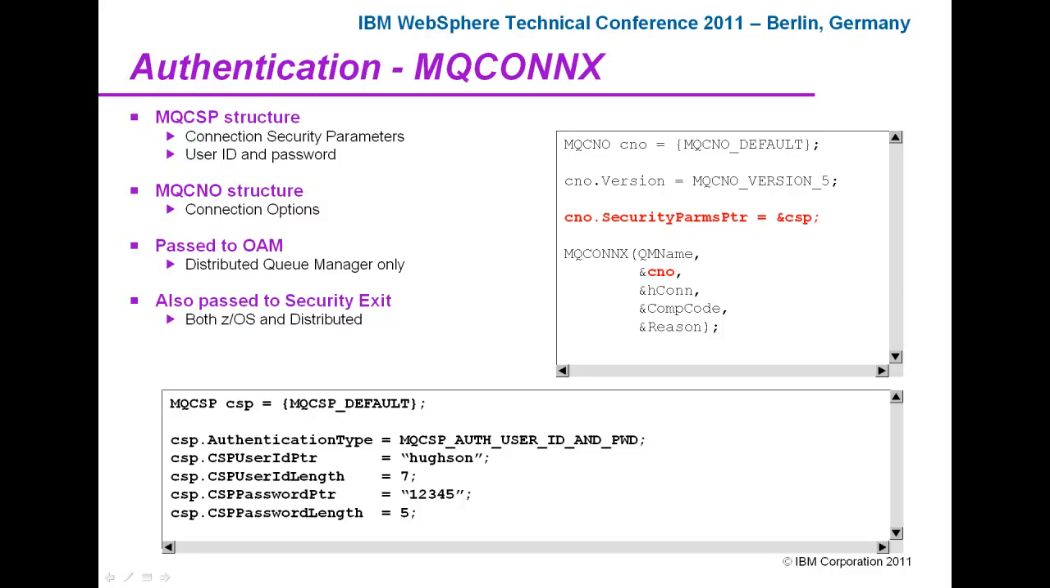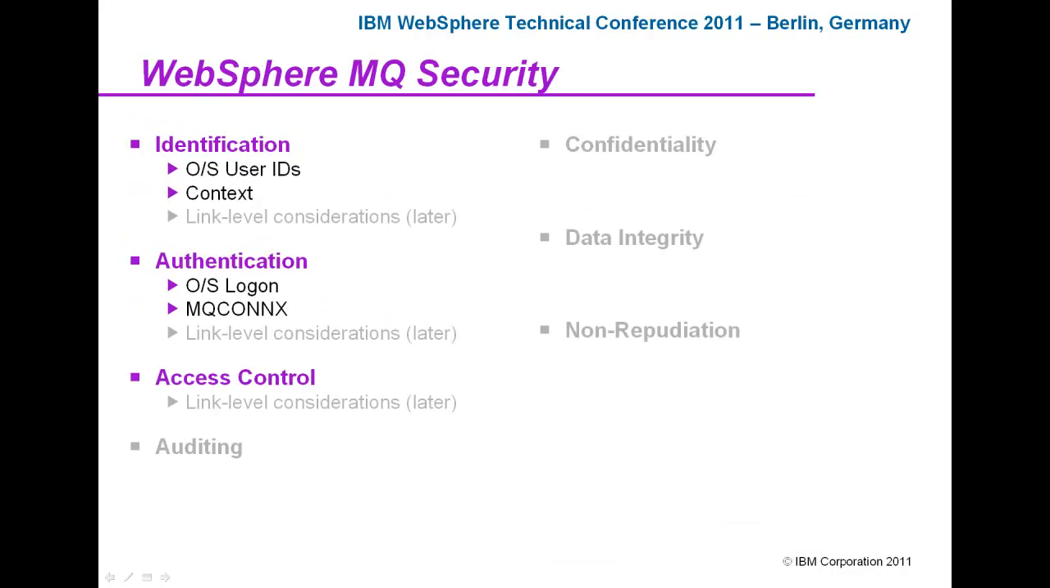Also, if you are doing this as a client, and a word of warning, you would want to have some form of encryption since you are sending a password across a network. Then this password and user ID will be passed to the security exit on both z/OS and distributed, allowing you to do, again, some form of lookup and perhaps setting of MCA user in the process. And there are a number of vendor and as-is examples of that you can get hold of. And again, we will look at link level considerations, so clients and channels, a little bit later.